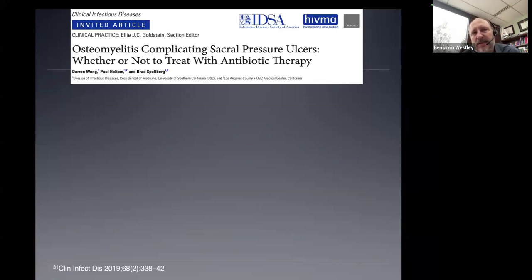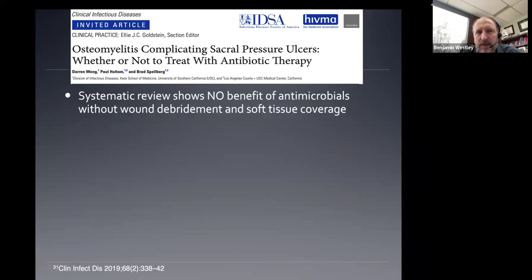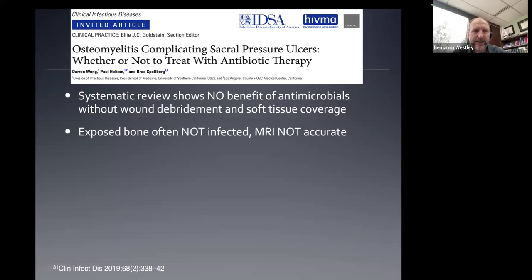Okay, now here's a corollary that's kind of similar to diabetic foot infections, which we also see a lot of, and that is osteomyelitis complicating sacral pressure ulcers. And this paper says whether or not to treat with antibiotic therapy. And this is from one of our stewardship gurus, Brad Spellberg in LA. And they did a very large review of this process and clearly show that systematic reviews demonstrate no benefit of antimicrobials without wound debridement and soft tissue coverage.